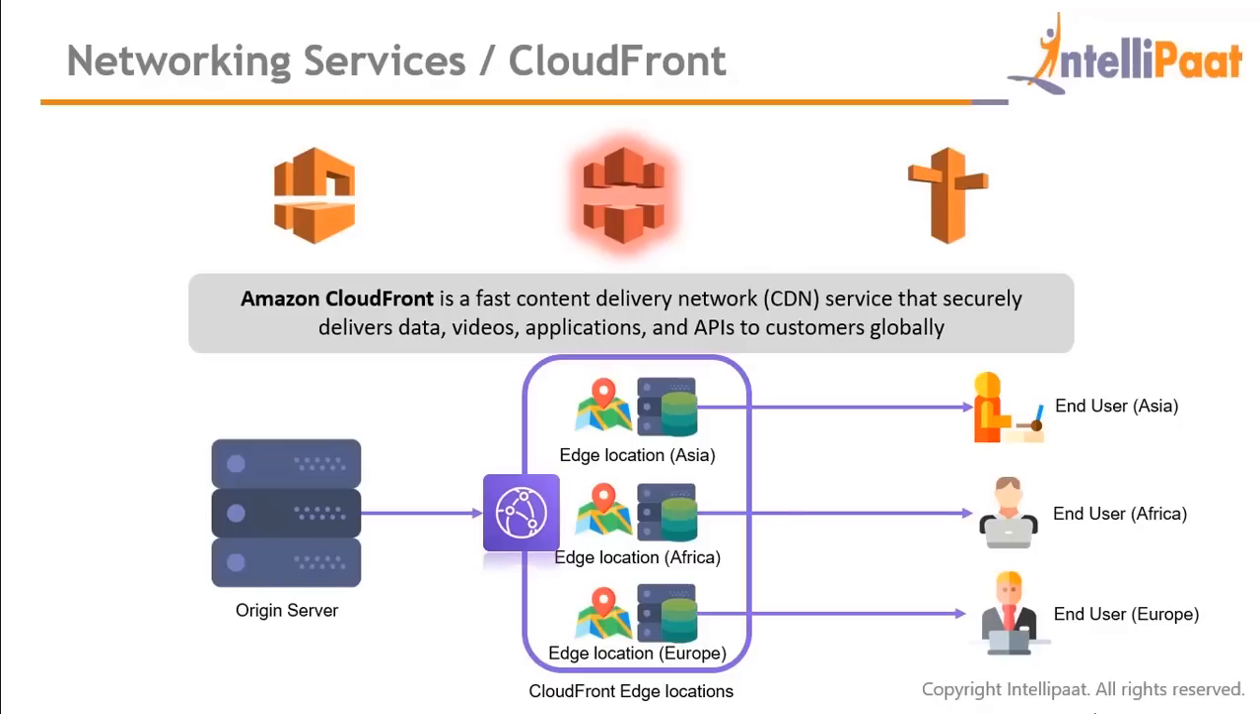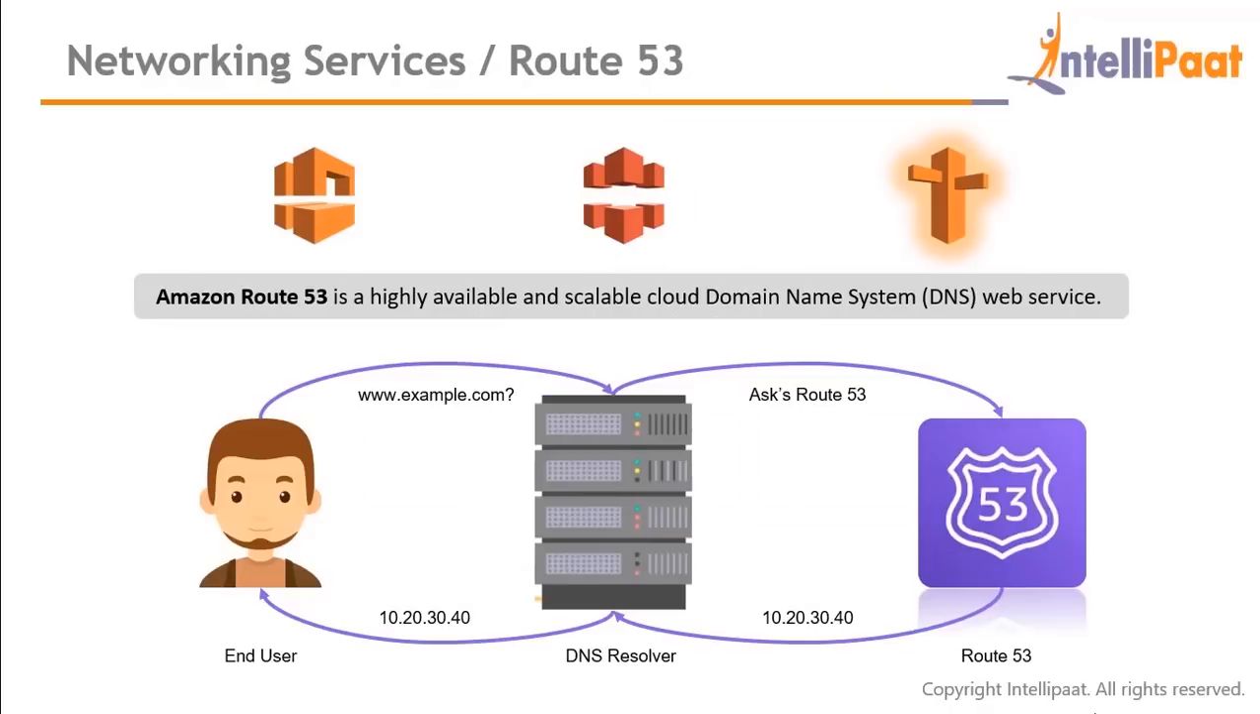Now let us see the third service in the networking domain. The third service is Amazon Route 53. Amazon Route 53 is a highly available and scalable cloud domain name system web service. So what is a DNS, or a domain name system? Domain name system is like a telephone book for the internet. It stores all the IP addresses and it converts the domain names to IP addresses.